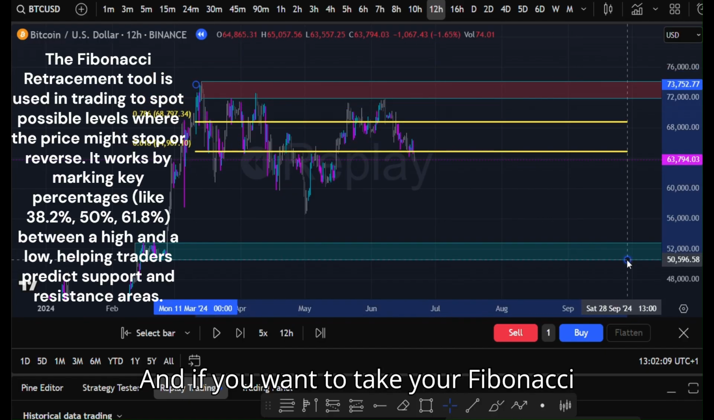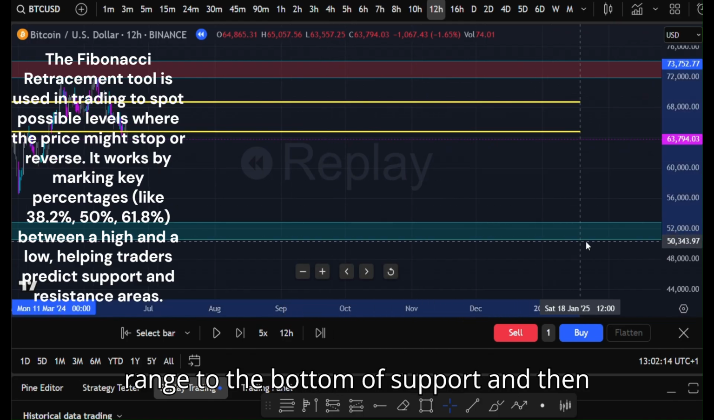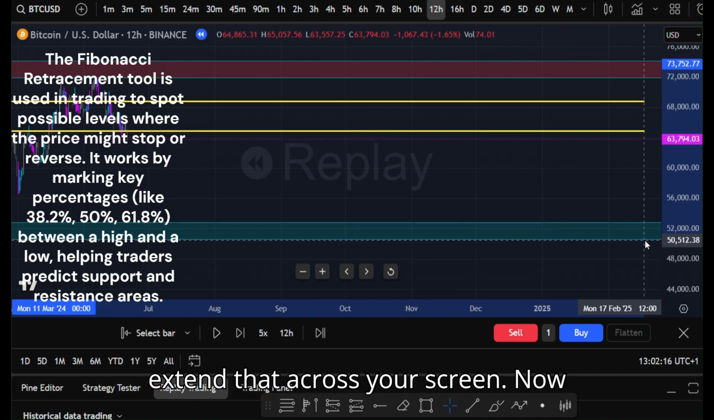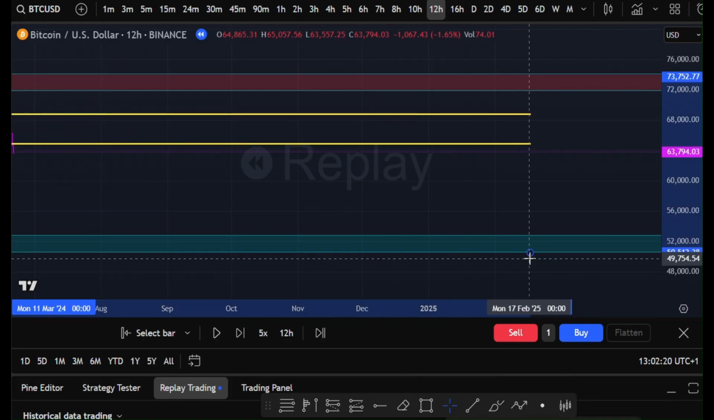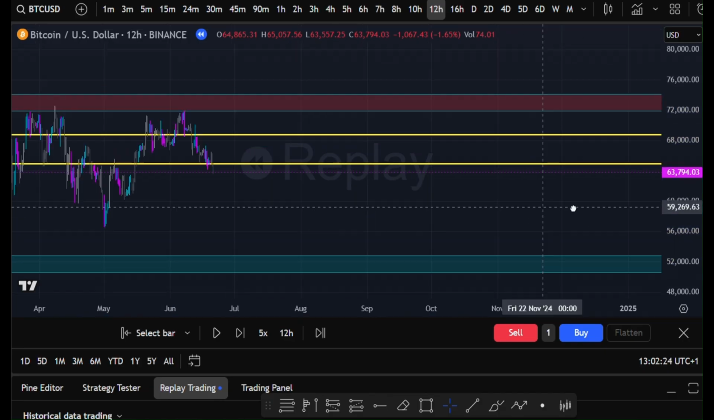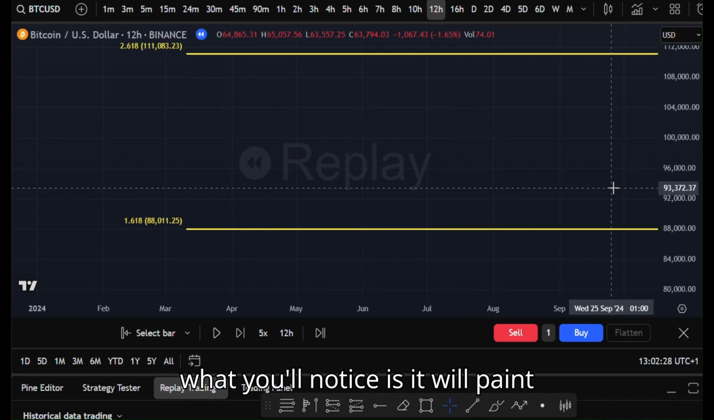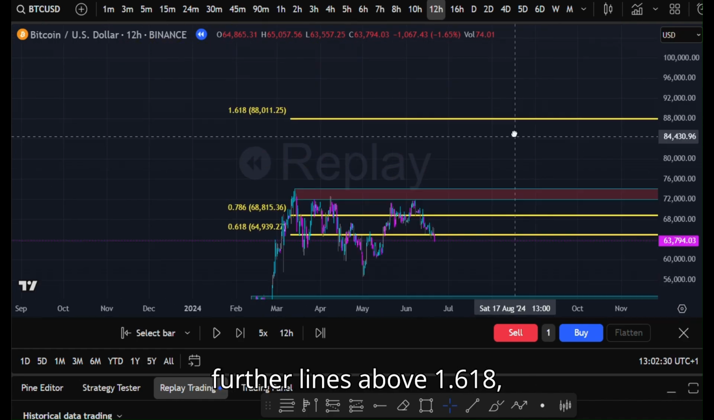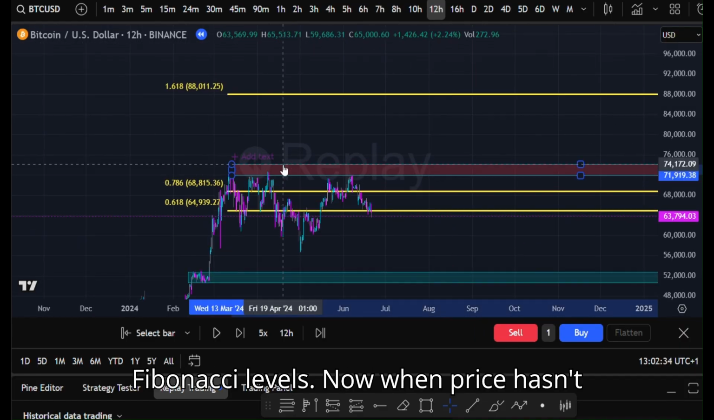And if you want to take your Fibonacci tool, pull that from the top of the range to the bottom of support, and then extend that across your screen. Now what you'll notice is it will paint further lines above: 1.618, 2.618 and the 3.618 Fibonacci levels.